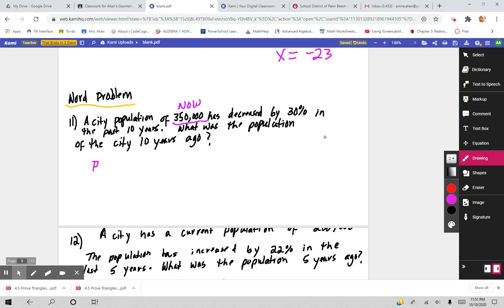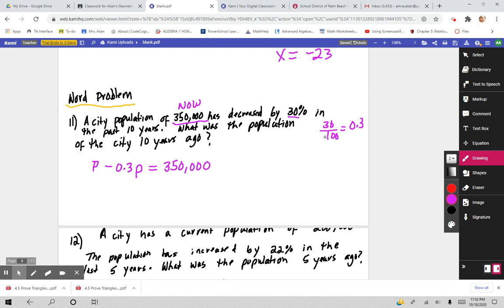Okay, and since it has decreased by 30%, you want to turn your 30% into a decimal. So you're going to have to divide by 100. So that'll give you 0.3. So you're going to subtract from your total population 30% of that, which is 0.3p. You need the variable p because you're subtracting 30% of p itself, the population. And that brings you to the present amount, which is 350,000.